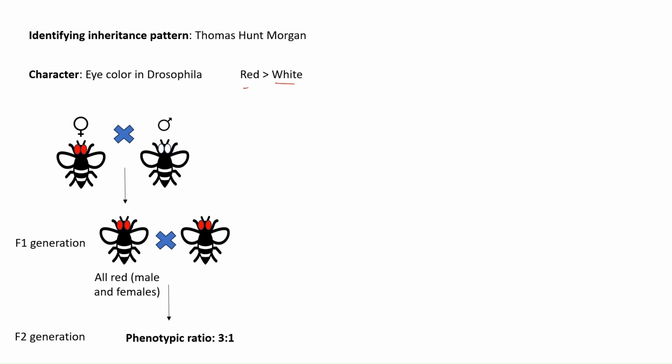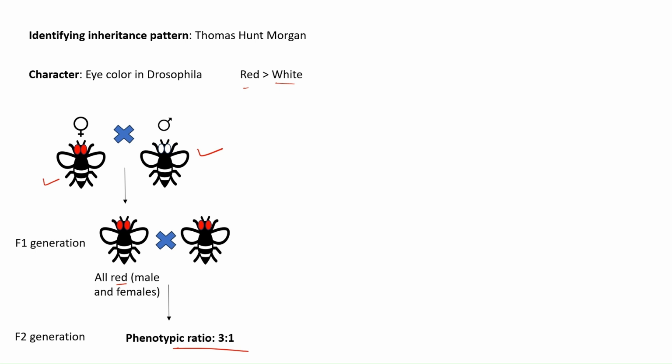Now, what he did, he crossed a red-eyed female with a white-eyed male. In the F1 generation, all the progeny obtained were red. Now, when members of the F1 generation are crossed, in the F2 generation, the phenotypic ratio he observed was 3:1, which is according to Mendel's law of segregation.